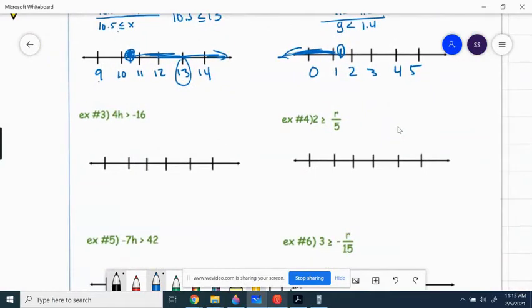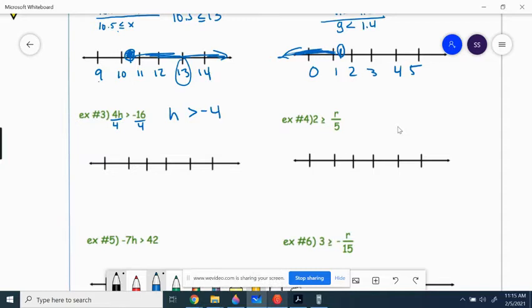Example 3, we have 4h is greater than negative 16. Well, this is really 4 times h, so we're going to do the inverse operation and divide by 4. Divide by 4 on one side, do it to the other side, so I'm left with 1h is greater than negative 4, and now we can graph it out.